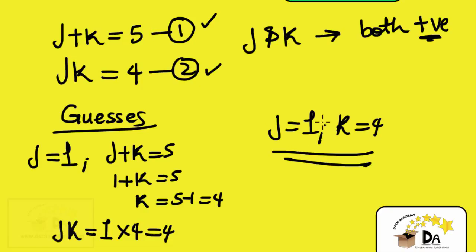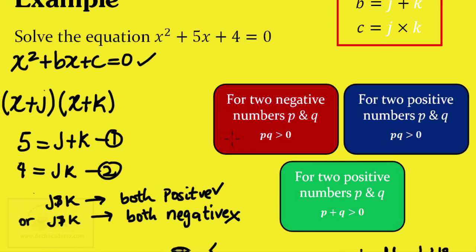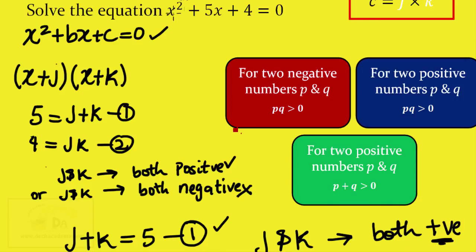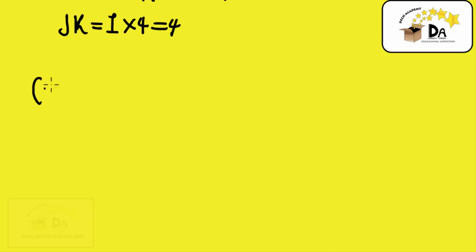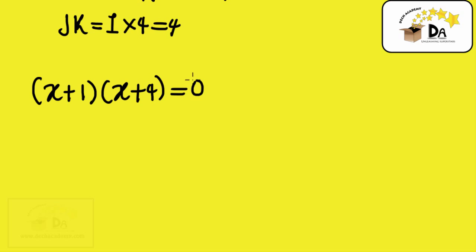with the guessing. So we were lucky in this case because our first guess gave us the result we were looking for. So just going back to the expression, the original equation is therefore written in this form: x plus J times x plus K. We know what J is, we know what K is, so our equation is now x plus J times x plus K equals 0.